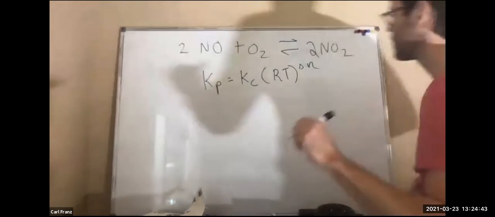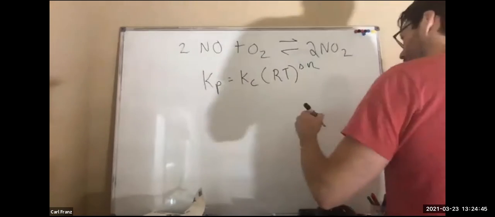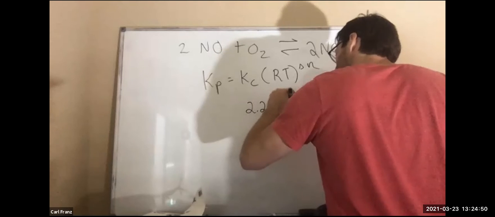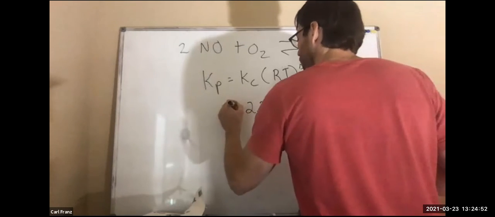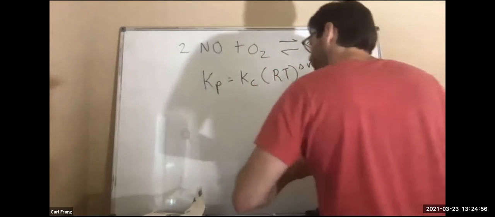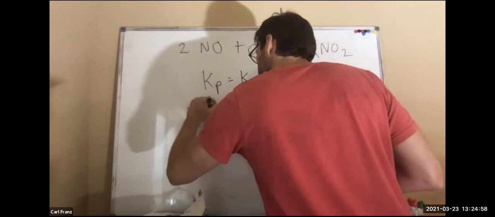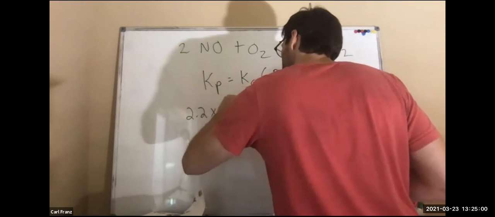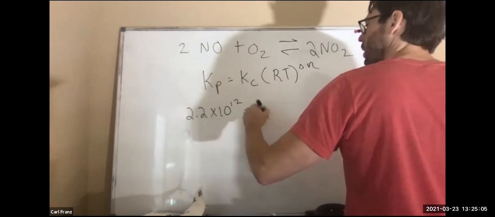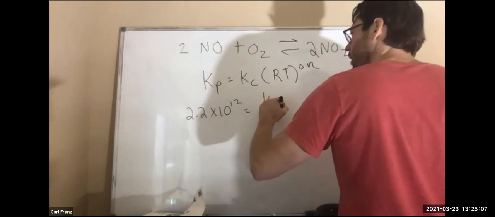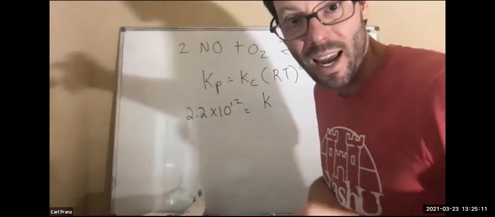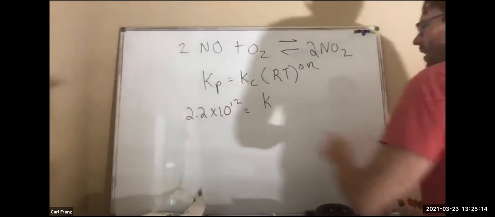Yeah, 2.2 times 10 to the 12. So we can write 2.2 times 10 to the 12 equals, well, let's write it on this side. 2.2 times 10 to the 12 equals K. What was that again? Sorry. That's Kp. They want us to find Kc.